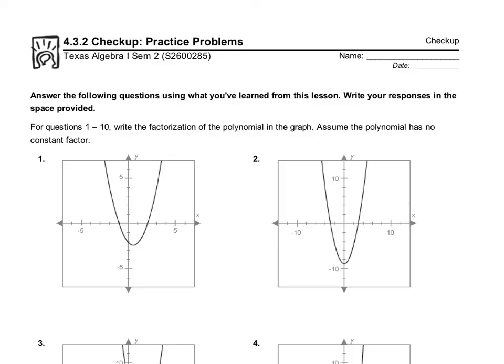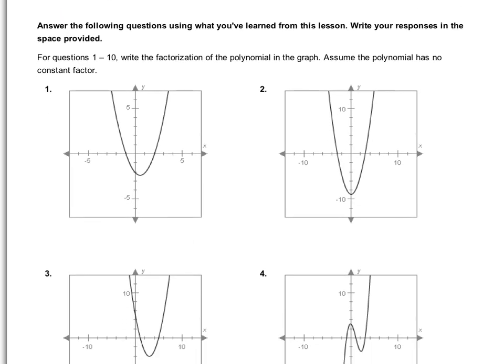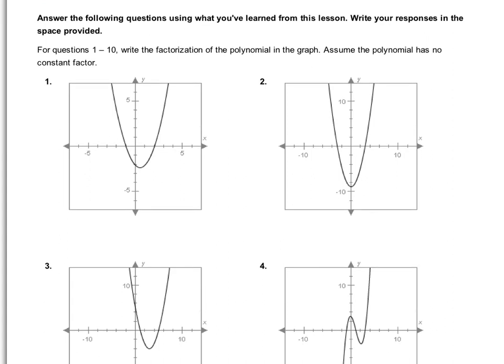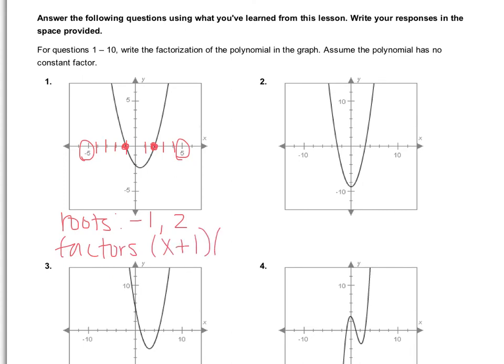If we look at problems 1 and 3, the question says to write the factorization of the polynomial in the graph, assume the polynomial has no constant factor. That just means we're trying to figure out what the roots are, looking at where it crosses the x-axis. Pay attention here. This is -5, this is +5, so each of these lines is only 1. So its roots in this case are -1 and +2. So the factors would be x plus 1 and x minus 2.